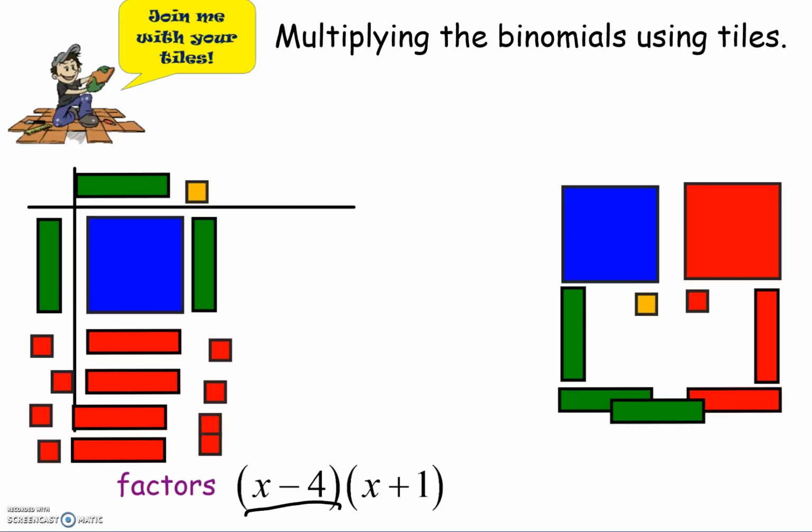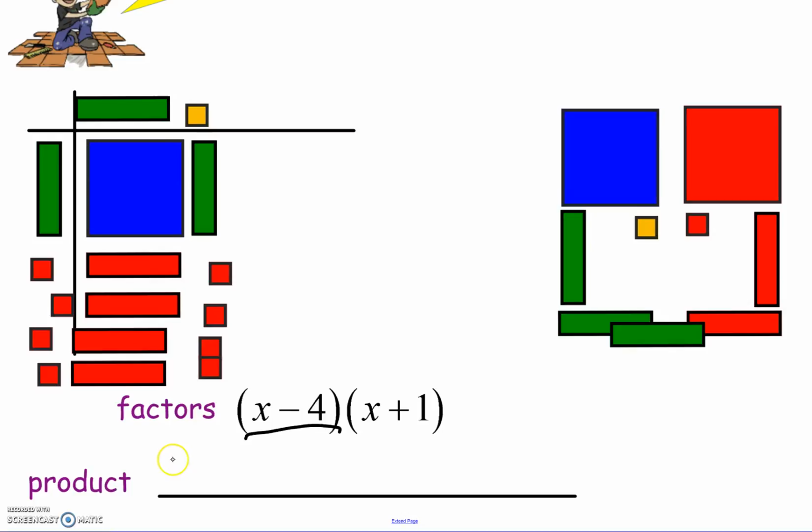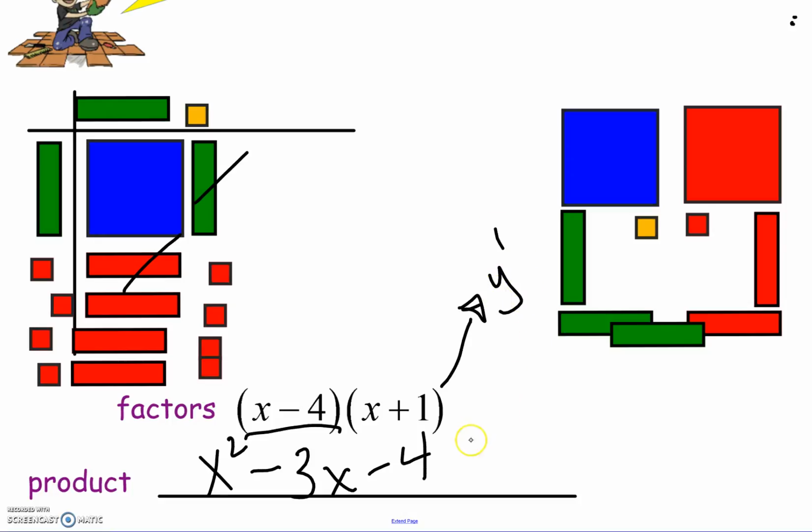So to combine it or to write our product, we have x squared. This x will cancel that x. So we're going to minus 3x minus 4. And how could you check it? Well, you'd put these two expressions in y1, and then this would be in y2, and then check the table.